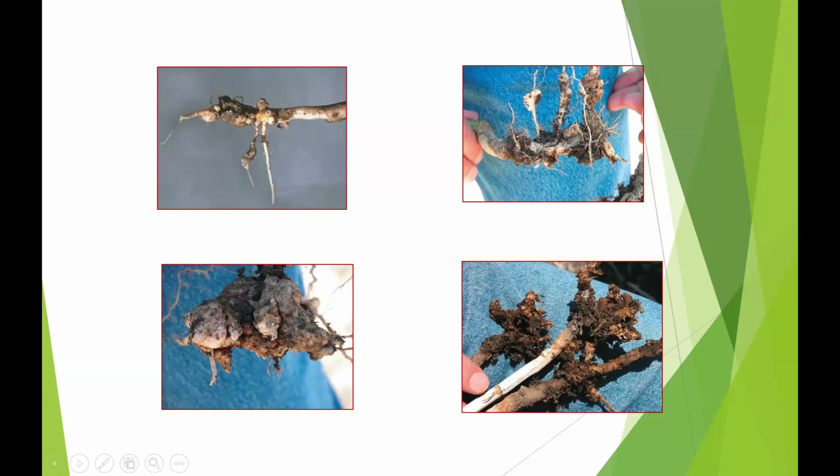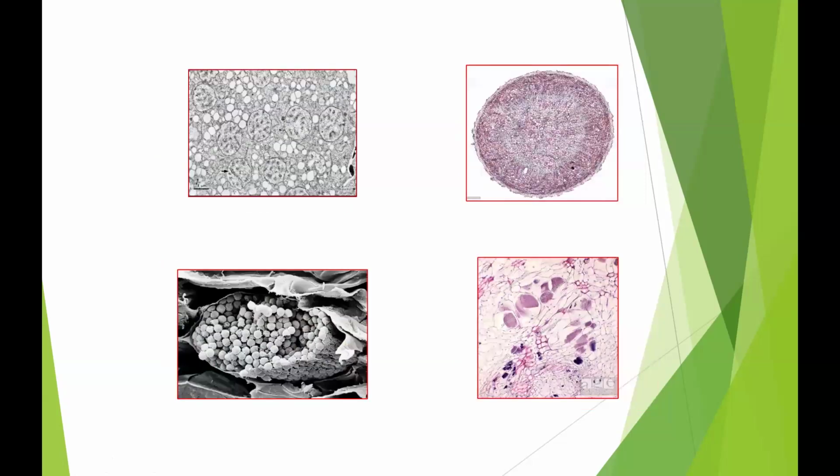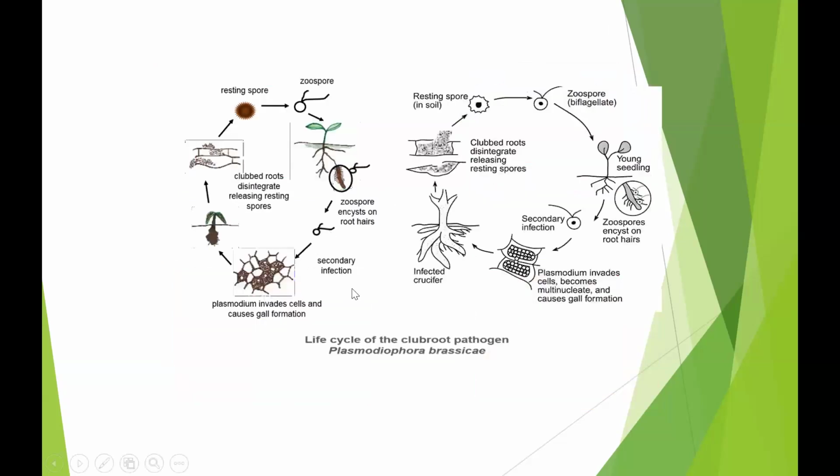And this Plasmodiophora is not a real fungus, as it does not produce mycelium. The body is multinucleate, plasmodial like. That's why its name is Plasmodiophora. We can see the structures under microscope. These are the resting spores which produce zoospores, which infect the plant and the roots, and then again the Plasmodiophora invades cells and causes gall formation. Club root disintegrates, releasing resting spores, and then again the resting spores produce the zoospores, and this is how the disease cycle of Plasmodiophora looks.